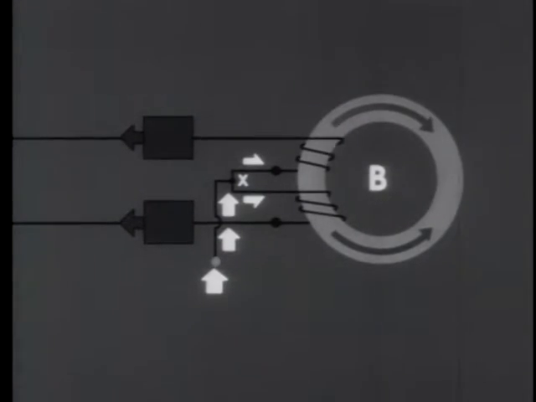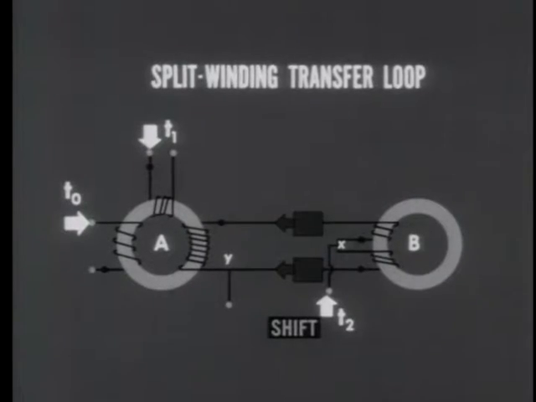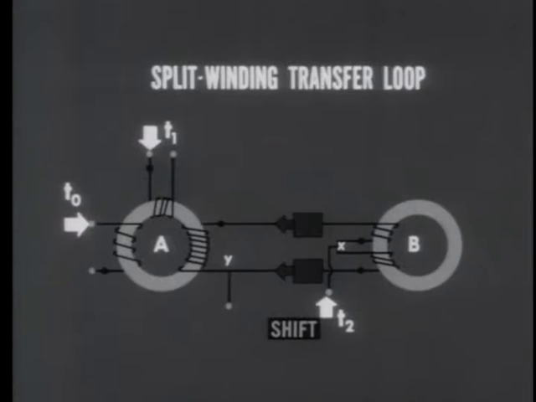If the two branch currents are equal, then the two magnetic fluxes will be equal and cancel each other out, leaving the core in whichever state it was initially. But if the branch currents are not equal, then one or the other of the magnetic fluxes will prevail. One more point. The pulse we've been applying is the shift pulse for the loop, and its time designation is T2. To demonstrate the operation of the split winding transfer loop, we'll clear both cores to binary 0.